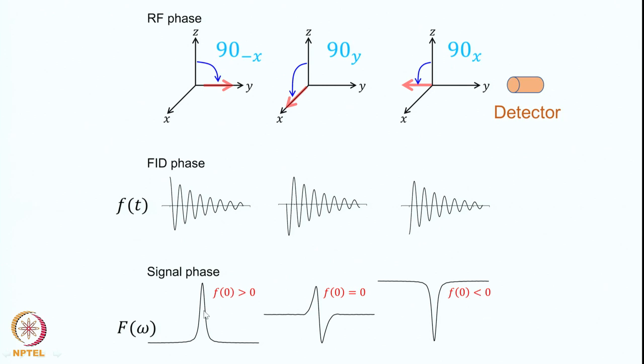So therefore we call this the signal phase. If I call this 0 phase, this is 90 degree phase and this is 180 degree phase. So this is the relation between the RF phase, the signal phase and the FID phase. All these things are correlated in some manner.